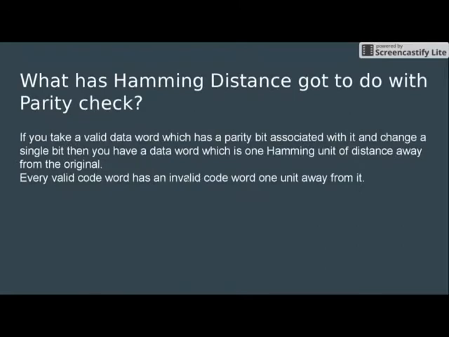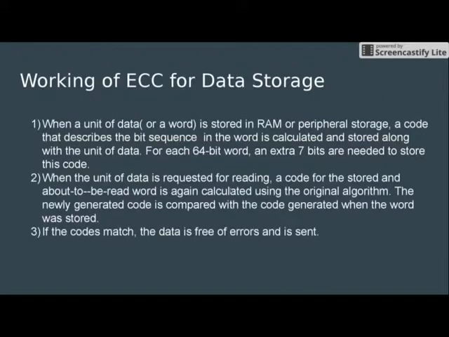What has Hamming distance got to do with parity check? If you take a valid data word which has a parity bit associated with it and change a single bit, then you have a data word which is one Hamming unit of distance away from the original. So every valid code has an invalid code word one unit away from it.